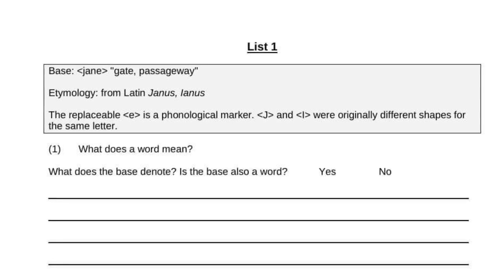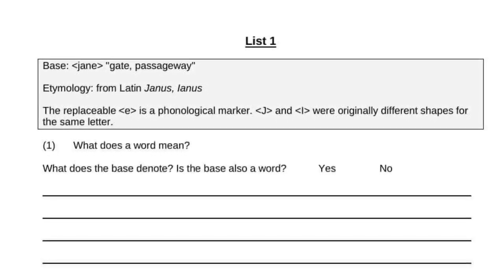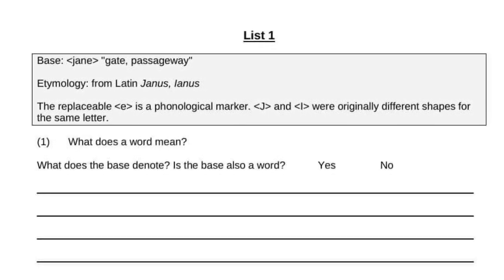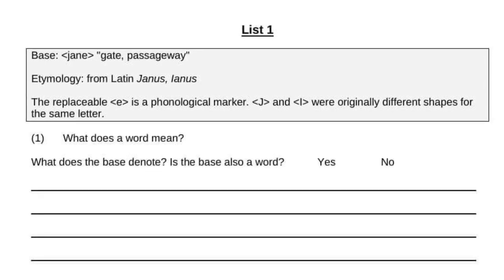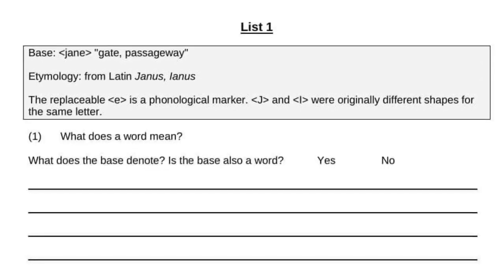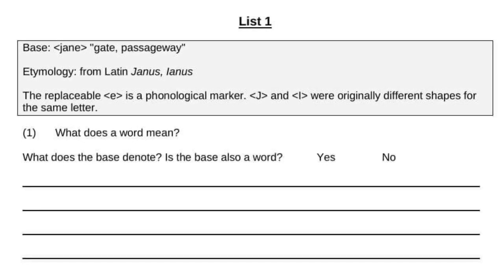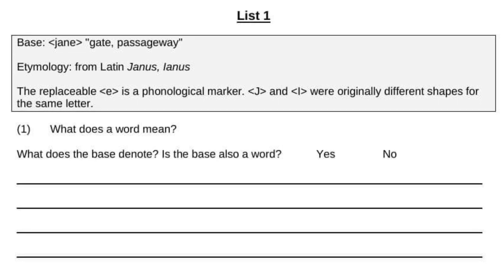Each list provides information about the denotation and etymology of each base, followed by any pertinent information. For example, in List 1, for the base J-A-N-E, the base denotes gate, passageway. The replaceable E is a phonological marker, and J and I were originally different shapes for the same letter.